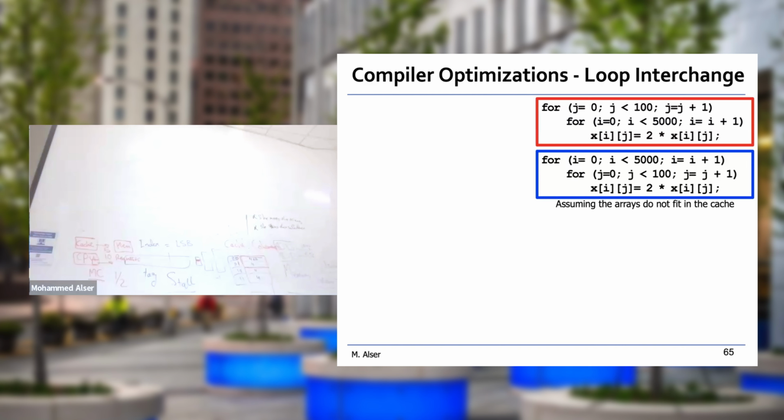All of them will iterate the same number of iterations, exactly the same. All of them will iterate on every single element in the 2D array. Both of them are the same in that regard. The number of iterations is exactly the same. So we have a 2D array, right?